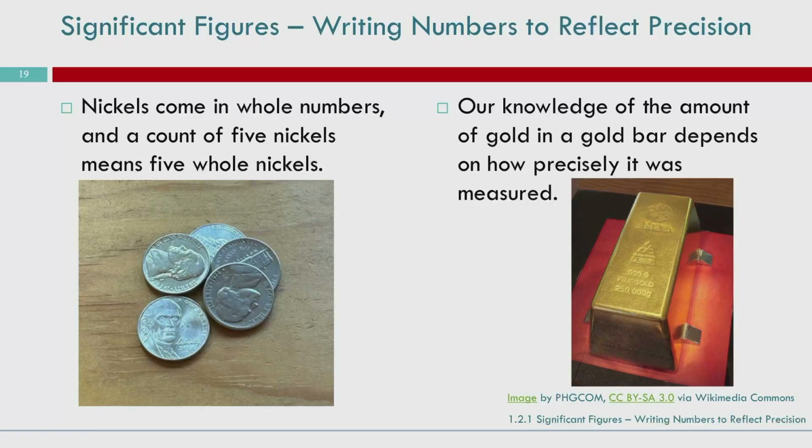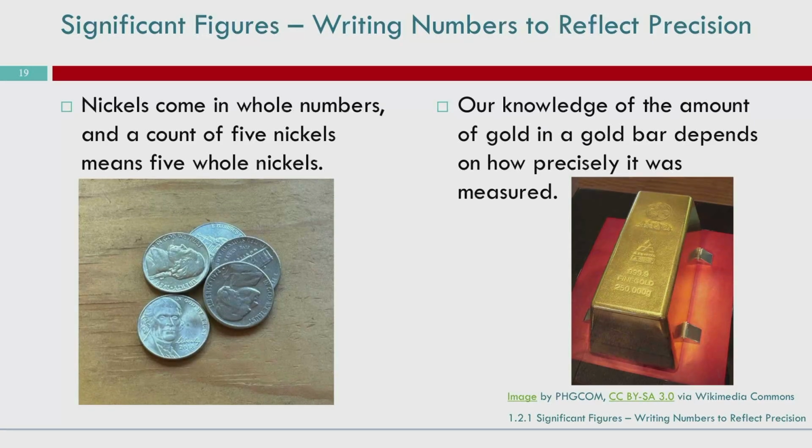Significant figures. So the way that we write numbers and the number of numbers that we write out is important. We want to write out the correct number of numbers to show how precise our measurement was. We don't want to write out too many numbers because then it looks like we're measuring really, really tiny measurements. That's usually not the case.